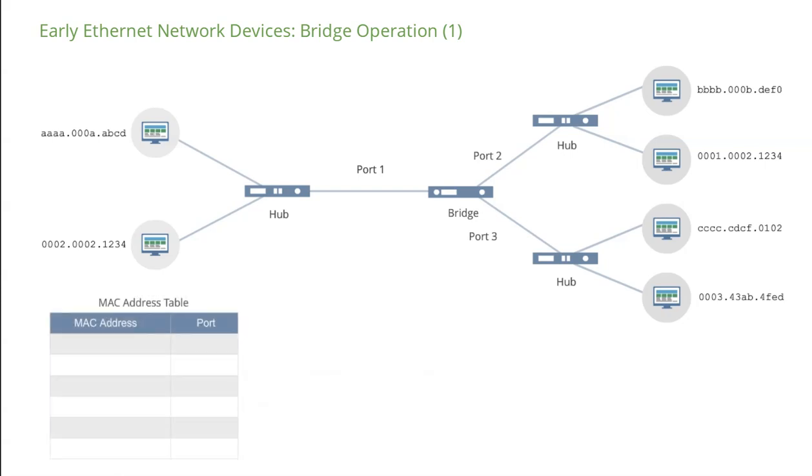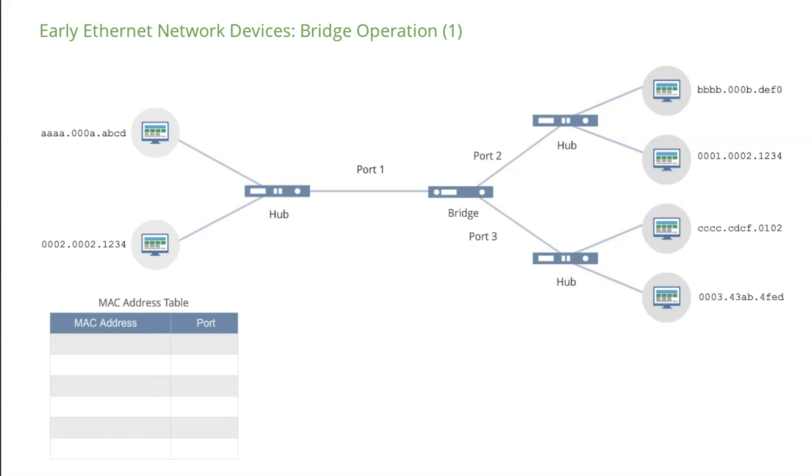A bridge uses a MAC address table, which is like a database, to help control and limit traffic on a network. Because a bridge is a layer 2 device, it can examine the source MAC address of each received frame. A bridge can then record the source MAC address and the port on which it was received in its MAC address table. Let's see how MAC address tables are built and how they are used to improve overall network performance.